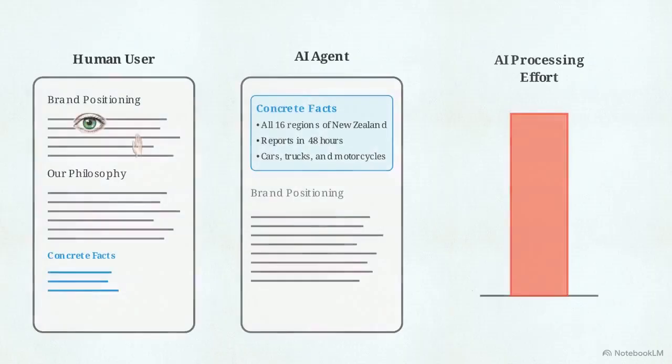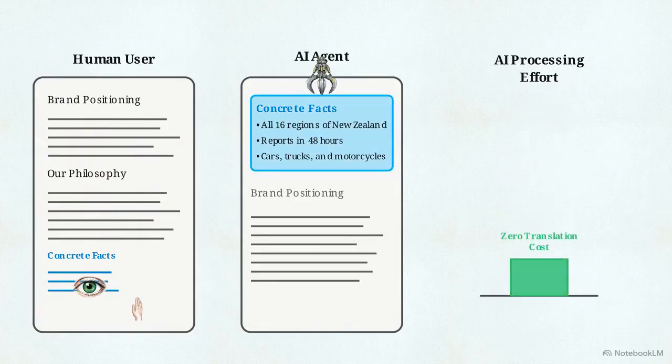Humans will naturally scroll down the page and read your brand messaging, but the AI gets the concrete facts it needs right away. Putting the hard facts first reduces the processing effort required for an AI agent to parse your page and pull your data into its final answer.